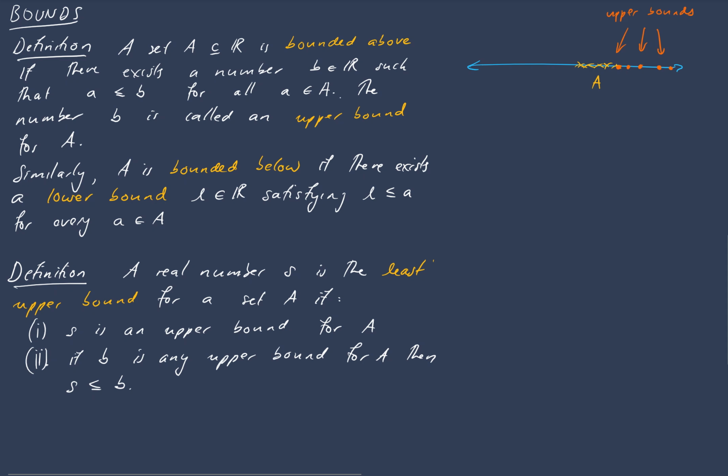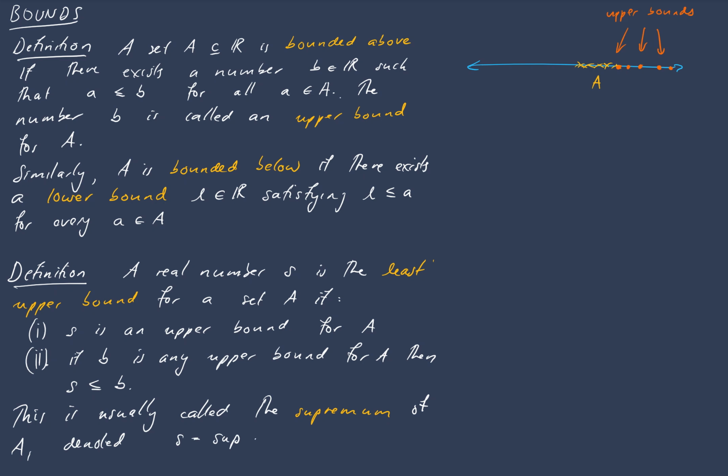Now this has a name that we usually call it, and we usually call it the supremum of the set. So this is usually called the supremum of A, and we write it using sup. Okay, so whenever we refer to sup A, which is just a shorthand for the least upper bound of your set A.